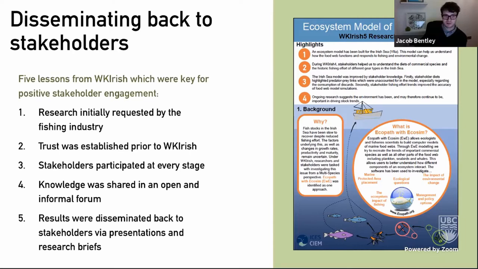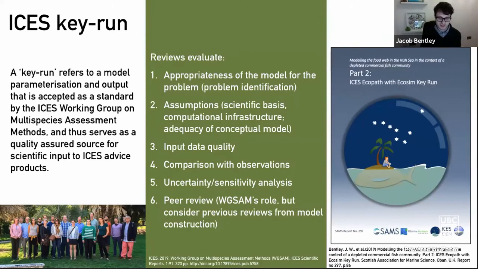So after this, the next thing to do was to get some form of ecosystem information from the model and into management. And the way I wanted to do that was, again, working through ICES. ICES have this process of giving multi-species and single-species ecosystem models something called a key run, which refers to a model parameterization output that is accepted as a standard by the ICES working group on multi-species assessment methods. And once you've got an ICES key run, in theory, your model can then be used to advise ICES products and be put into ICES products.